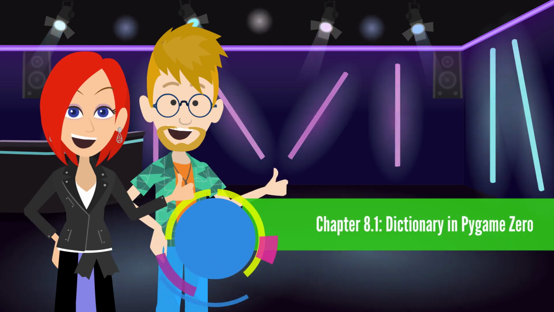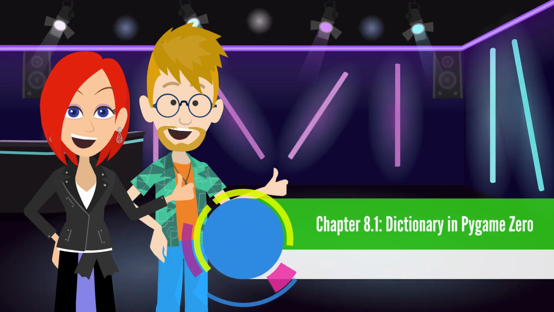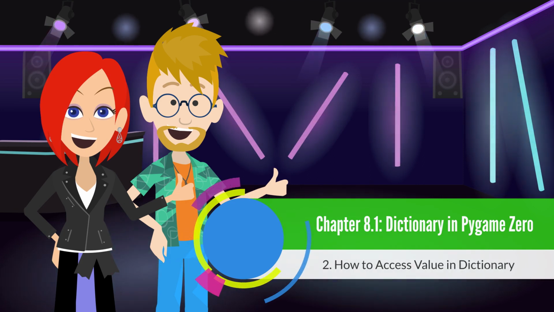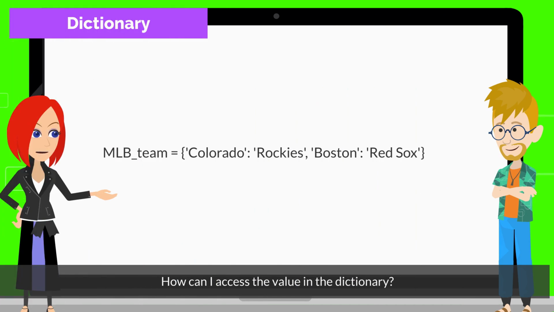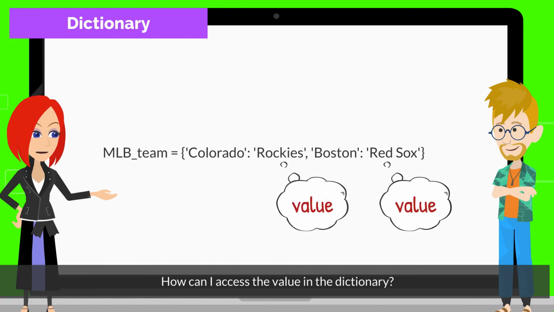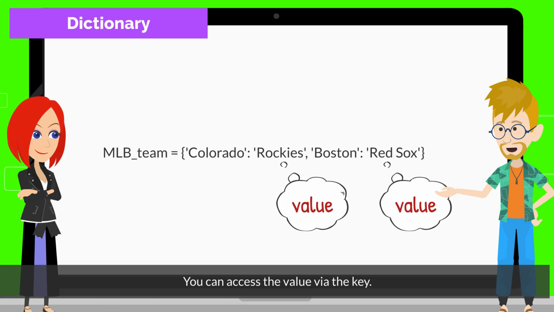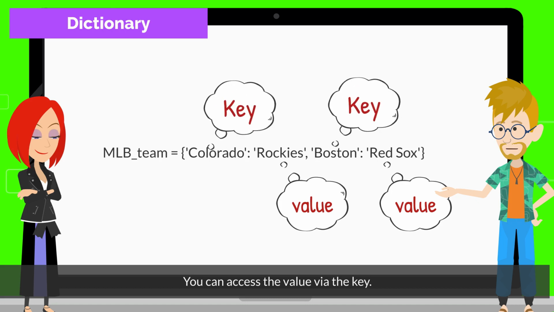Chapter 8.1 Dictionary in Pygame 0.2. How to access value in dictionary. How can I access the value in the dictionary? You can access the value via the key.